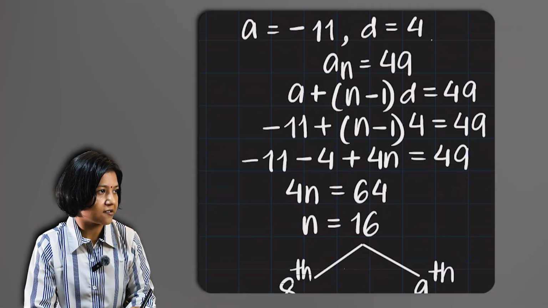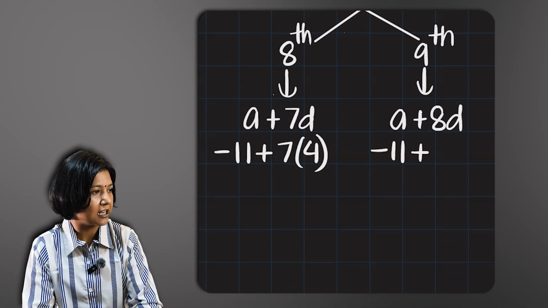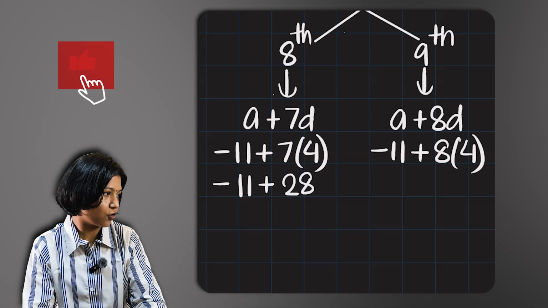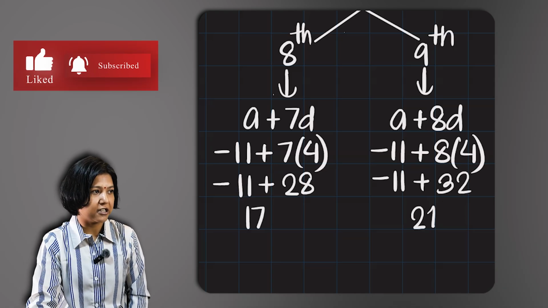A is minus 11 plus 7 times 4, minus 11 plus 8 times 4. 7 times 4 is 28, 8 times 4 is 32. The answer is 17 and 21.